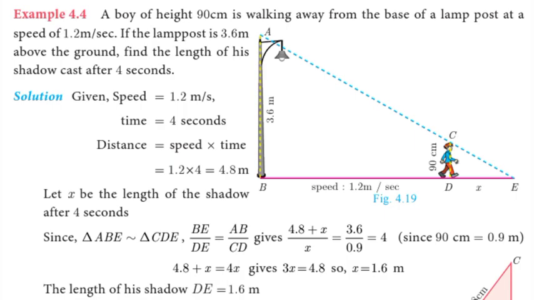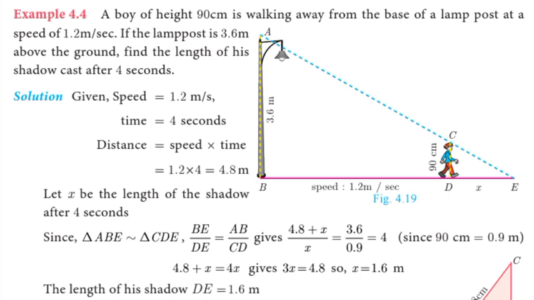Next, example 4.4. A boy of height 90 centimeter is walking away from the base of a lamppost at the speed of 1.2 meter per second. If the lamppost is 3.6 meter above the ground, find the length of his shadow cast after 4 seconds.